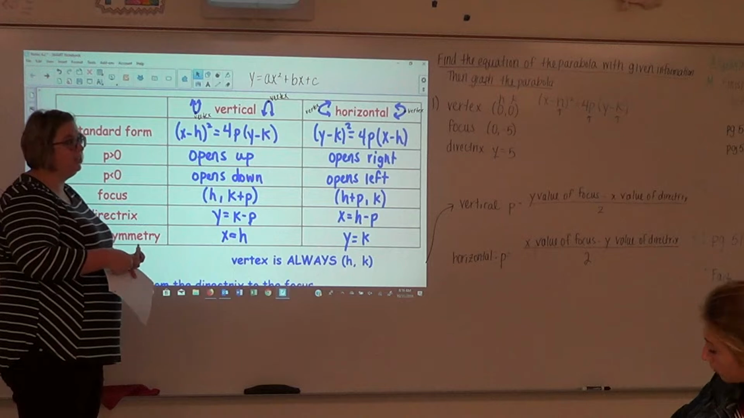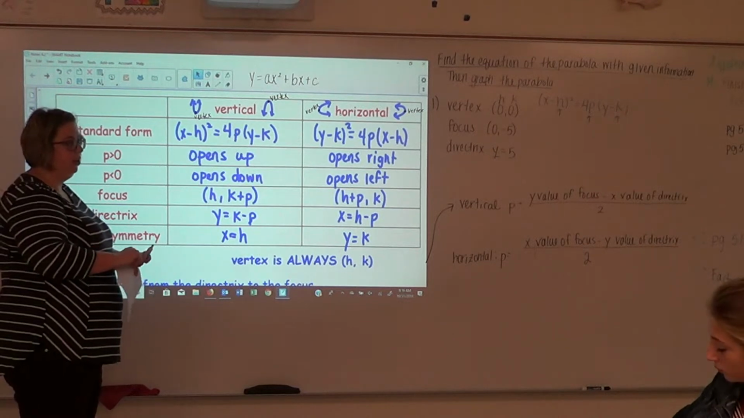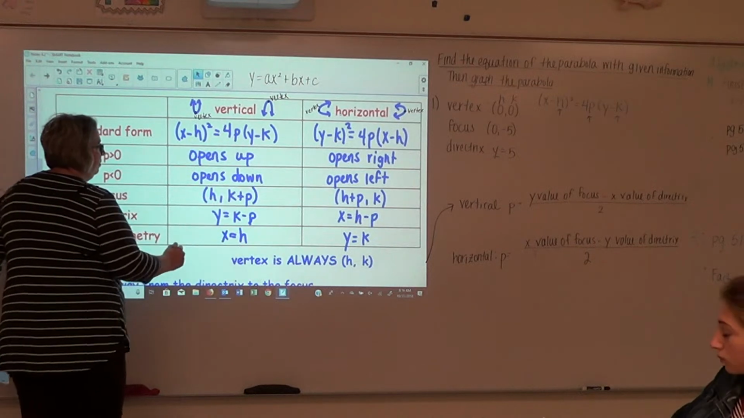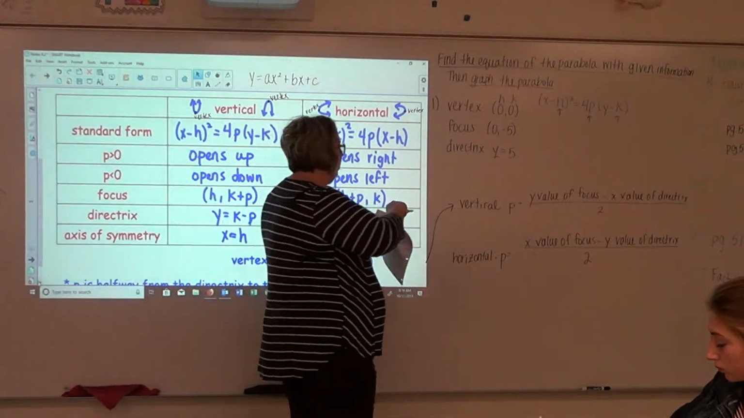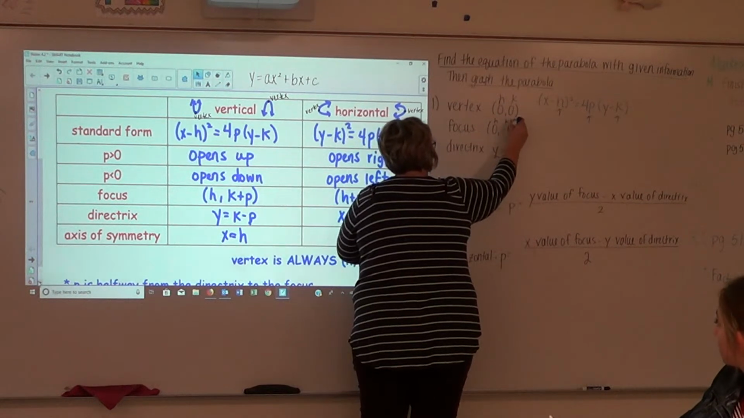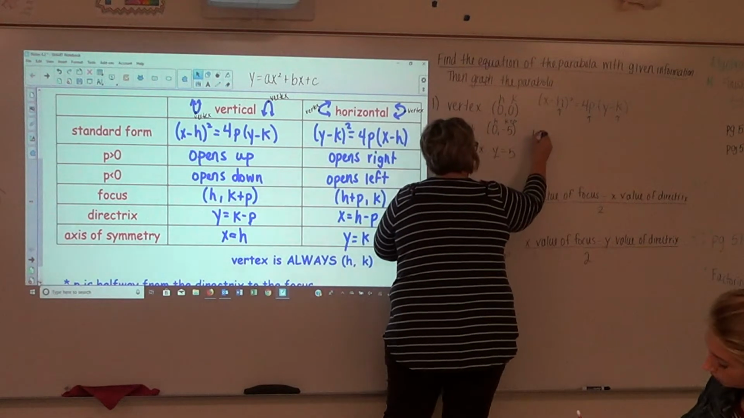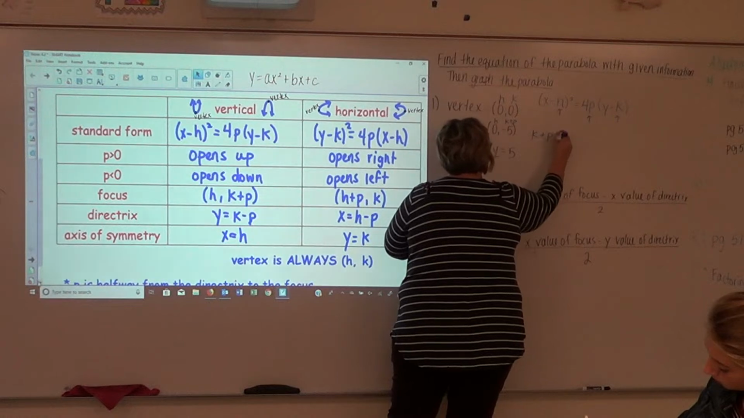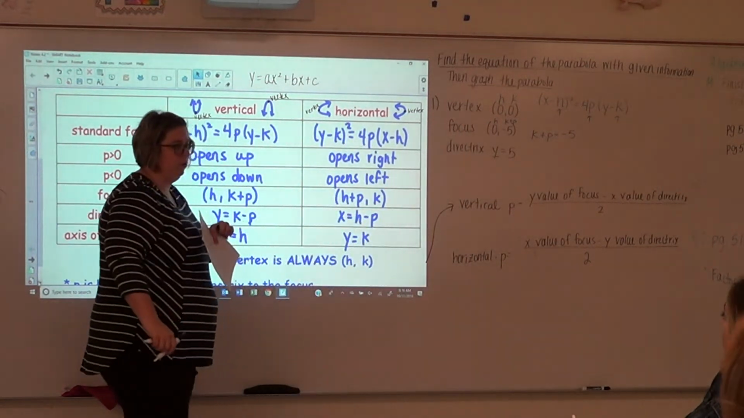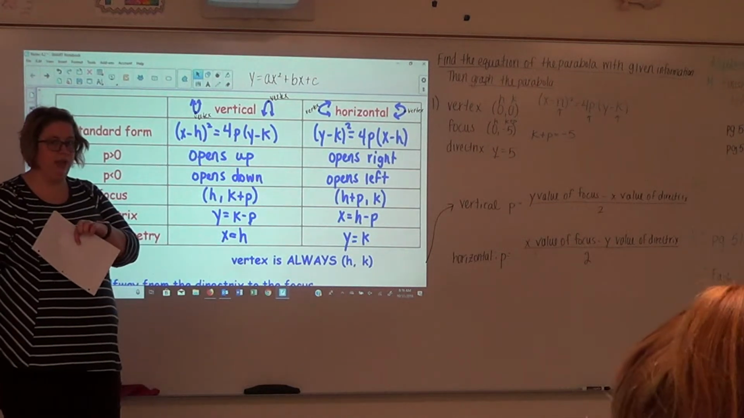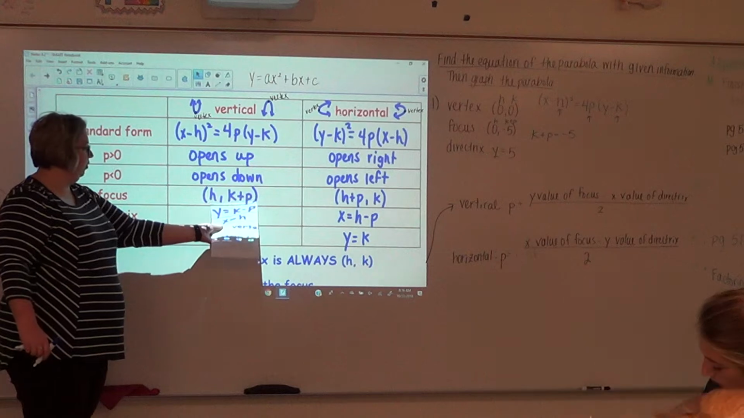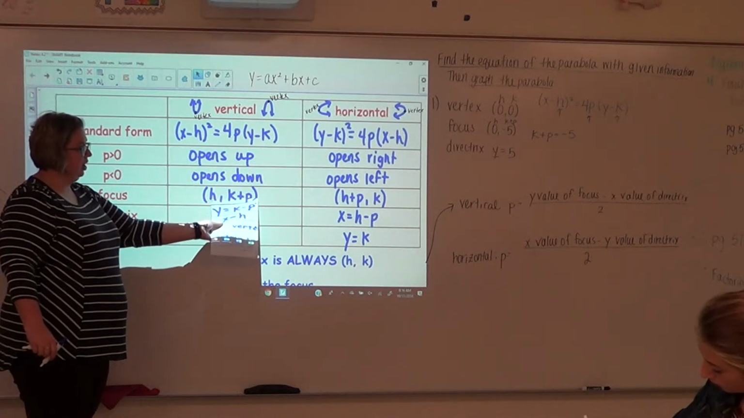Okay, so this is where we're going to use, and there are a couple different ways you can do it, since you just did systems of equations, I'm going to do it that way. Okay? You know your focus is H, K plus P. So I know this is H, and that's K plus P. So I know that K plus P is equal to -5. Does that make sense how I know that? I just went straight from what the equation was for the focus and I set it equal.